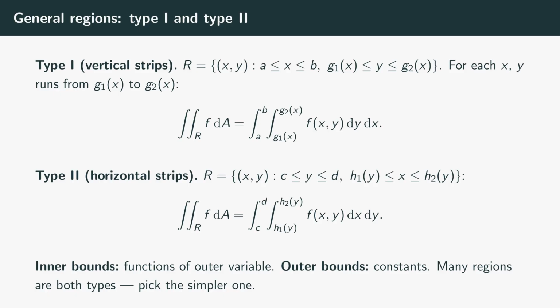Many regions can be described both as type 1 and type 2. You pick whichever form gives easier limits or a simpler integrand. Choosing wisely turns ugly integrals into clean ones.